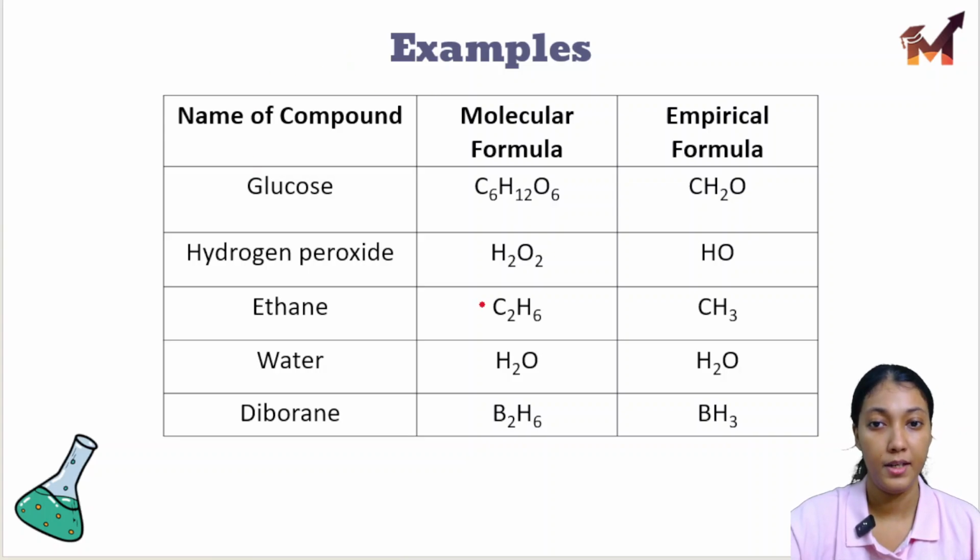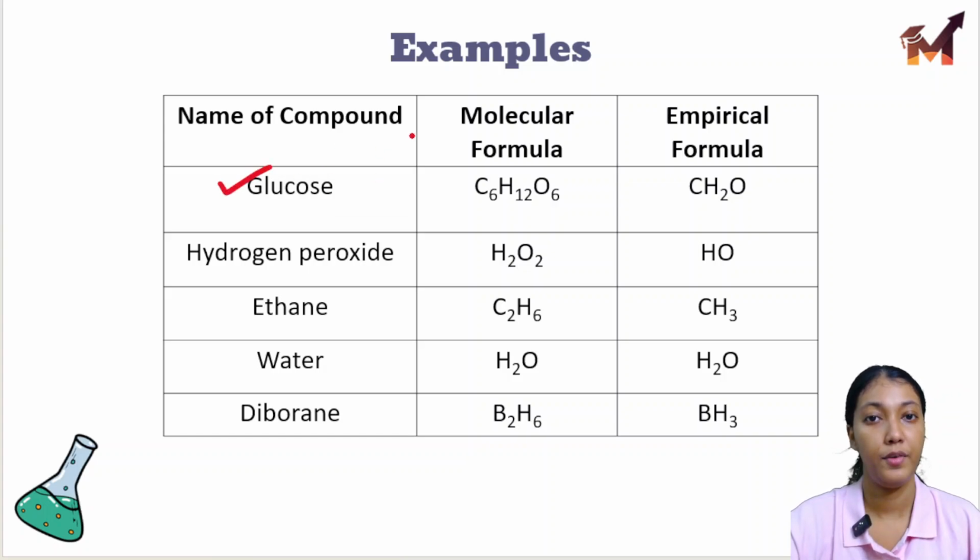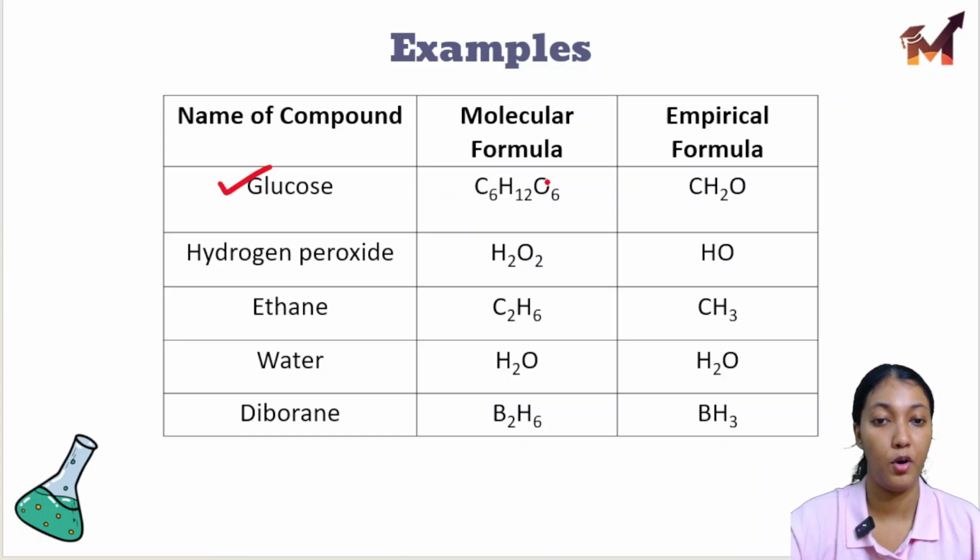Here I have made a table. इसमें मैंने कुछ compounds लिए हैं. इसके molecular formulas भी मैंने दिया है and empirical formulas भी I have put for the correct comparison. So let us see, our first compound is glucose. We studied in the previous slides that the molecular formula of glucose will be C6H12O6.